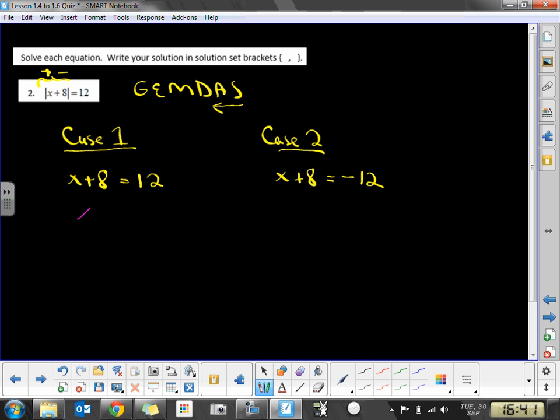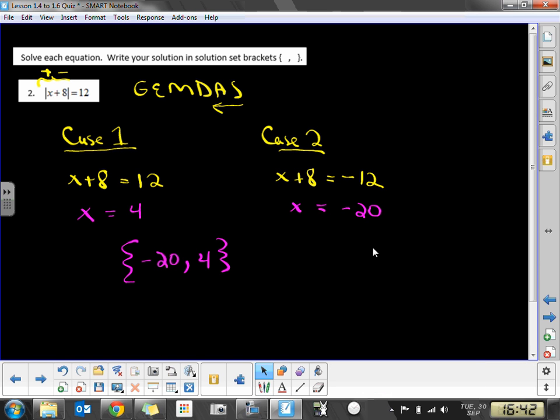So in case 1, we're going to subtract 8 from both sides, and that's going to give us a 4. In the other case, we're going to subtract 8 from both sides, and that means we're going to have a negative 20. Both of these are solutions to our problem, so we put them in a solution set, negative 20, comma 4. Those are 2 solutions.